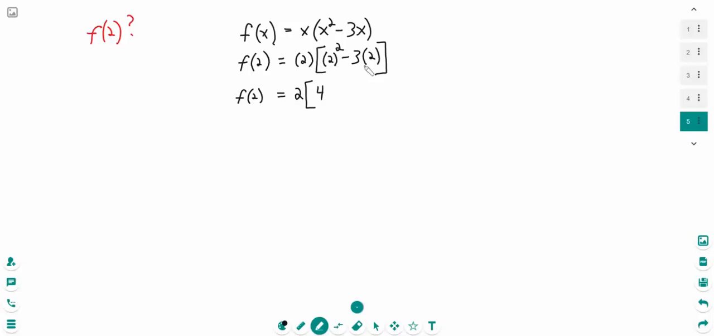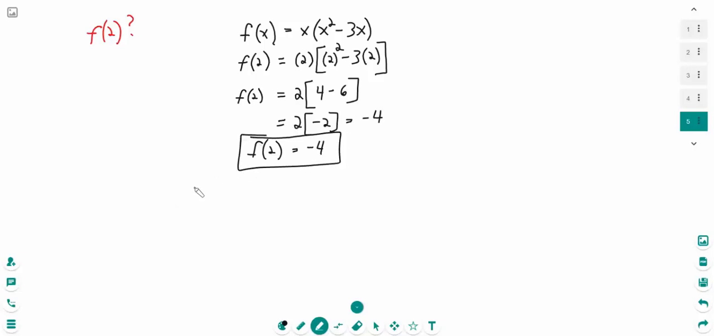That's going to be a 4. And then we have a minus 3 times 2. Well, that's a minus 6. Right? And now we can keep going. The 2 bracket, let's figure out these brackets. 4 minus 6, well, that's a negative 2. And now we've got a 2 times a negative 2, which is a negative 4, right? So f of 2 is going to equal a negative 4. That's what f of 2 is. So the function evaluated at 2 is equal to a negative 4. All right. So try to get familiar with these terms.